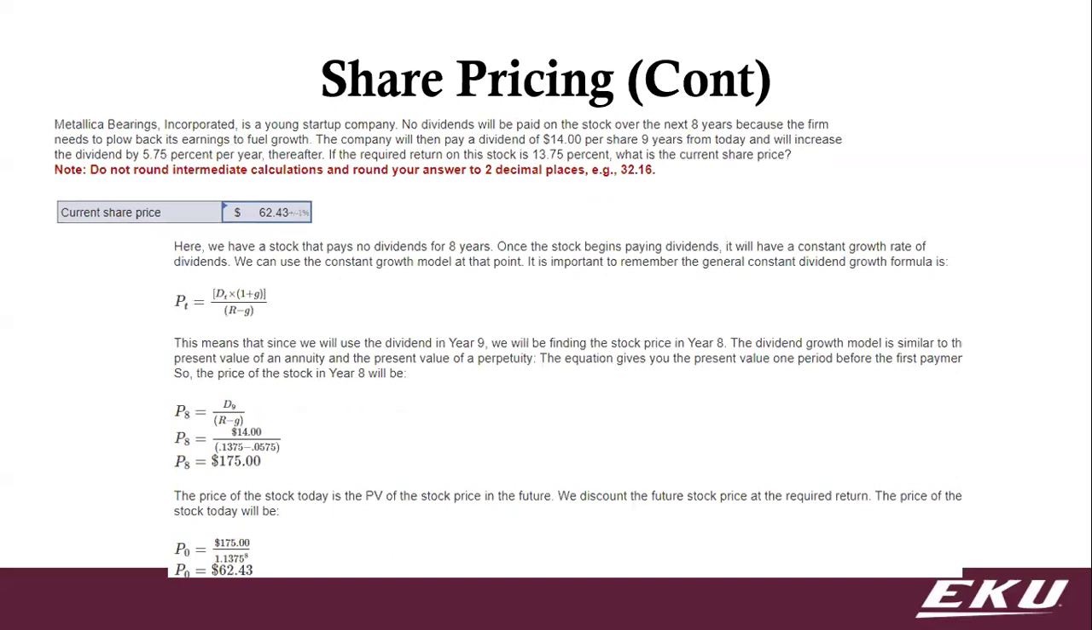Here's another way of doing the same type of calculation, only we have this growth model, right? Where the dividend is going to grow. So for the first 8 years, they are paying no dividends, right? And then they're going to pay $14 per share starting on that 9th year. And then it's going to grow continuously at 5.75%. Okay. And then we have the required return on the stock is 13.75%. So we need to calculate what our current share price is.